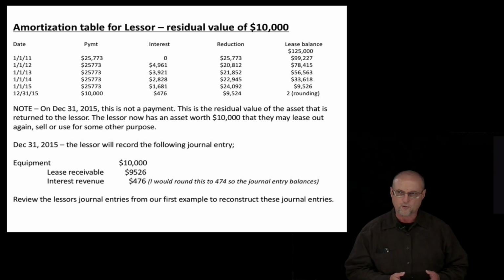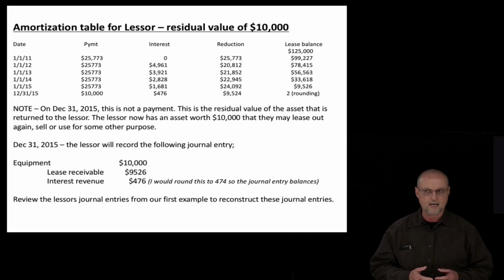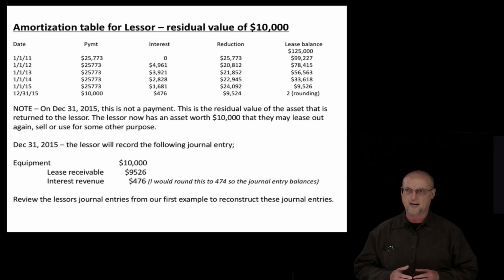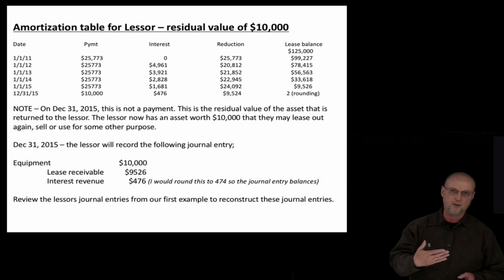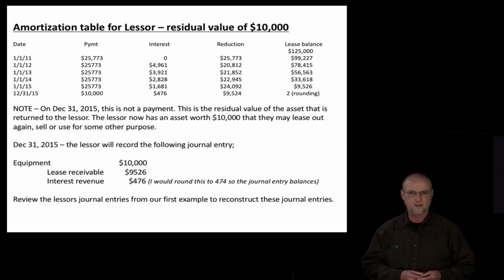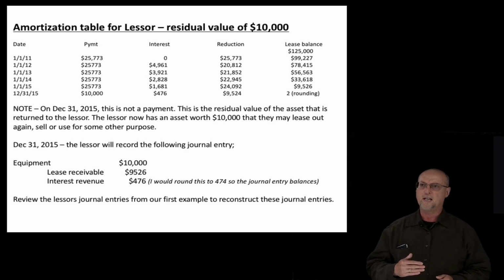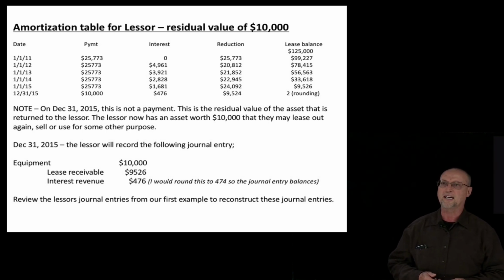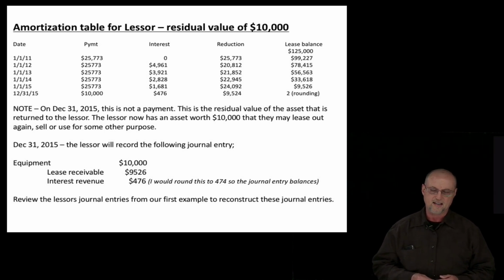Okay, so we start with 125. Again, the first lease payment is on day 1 of the lease. There's no interest that accrues. So we subtract the entire $25,773 from the fair value of the lease of 125. 125 minus 25,773 gives you a balance of, looks like, 99,227. And then the whole process begins again.